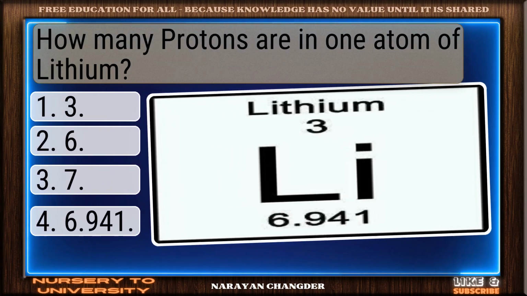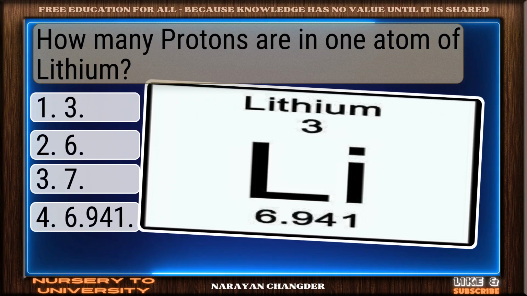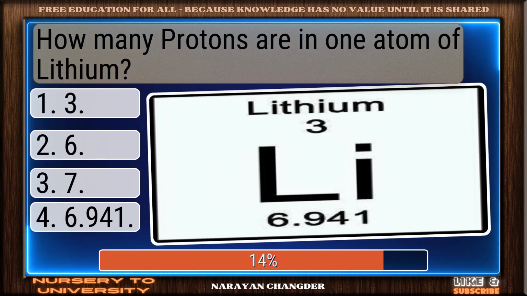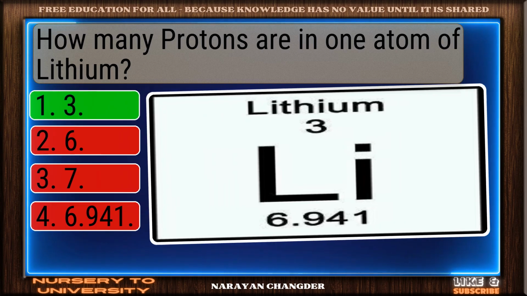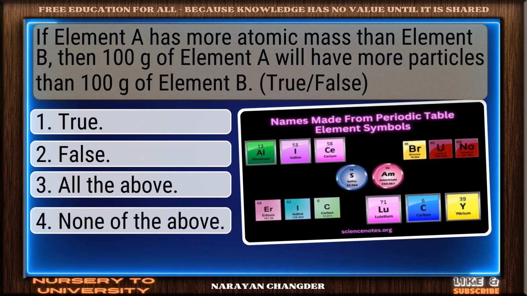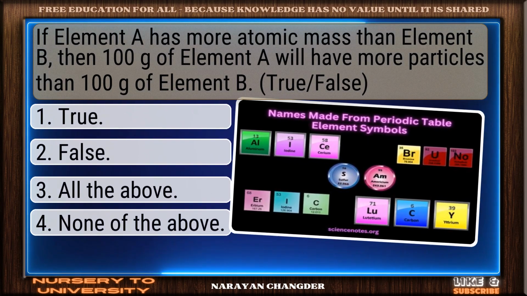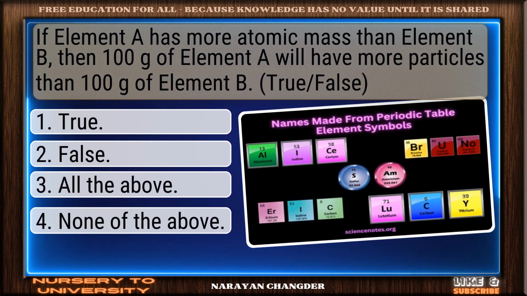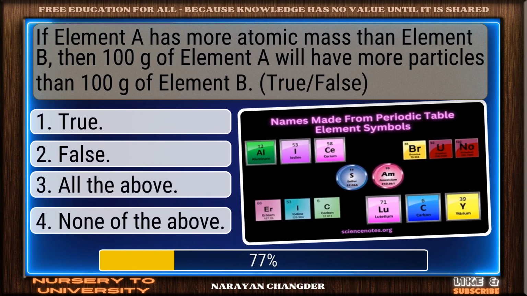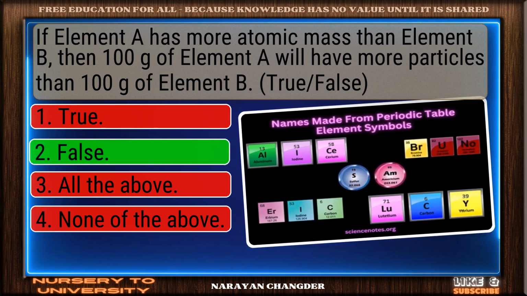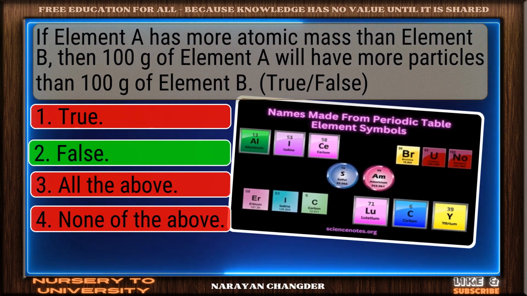Question number 29. How many protons are in 1 atom of lithium? Bravo, 3 is the answer. Question number 30. If element A has more atomic mass than element B, then 100 g of element A will have more particles than 100 g of element B. Strong choice. False is the right answer.